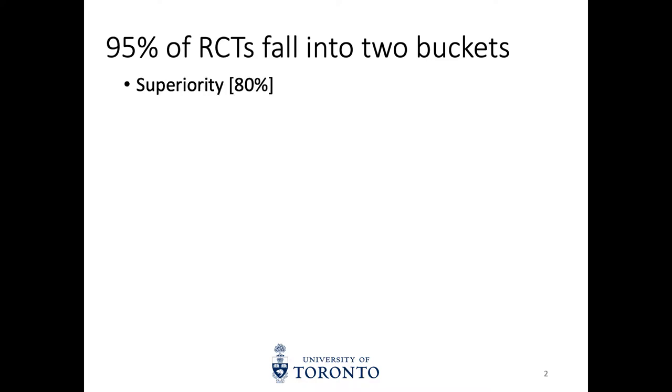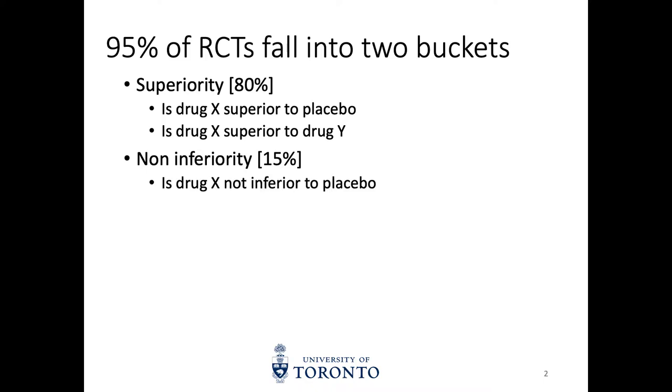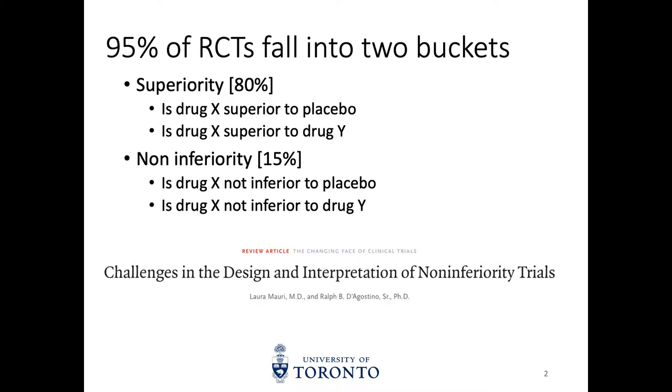There are superiority studies, which are the majority. These studies seek out to answer the question, is drug X superior to placebo? Is drug X superior to drug Y? Whereas for non-inferiority studies, we actually don't really care if it's superior. We just want to know, is it not worse than what's available? So you would phrase that as, is drug X not inferior to placebo? Is drug X not inferior to drug Y?